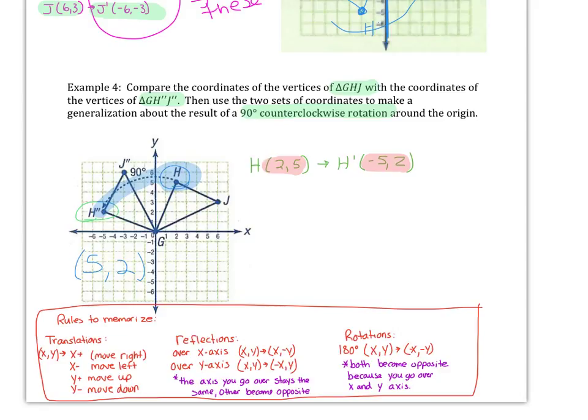And then you just have to ask yourself, look at where H double prime is. Is it possible in that quadrant for the x value to be a positive 5? It's not possible in that quadrant, so the 5 needs to become a negative 5. Is it possible in that quadrant for the y value to be a positive 2? Yes, the y value is a positive 2 in that quadrant. So that's just an easier way to figure out which one is positive and which one is negative.